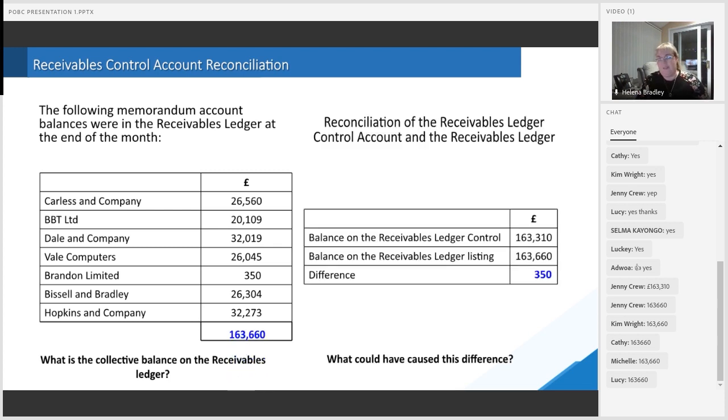It could very well be that that irrecoverable debt has been written off in the receivables ledger control account, but it hasn't been written off in the receivables ledger. And if it was, well, then the receivables ledger would reduce, my difference would go. And it's nice and easy when we can relate a figure to it. We can see that there was potentially 2 offending items there.